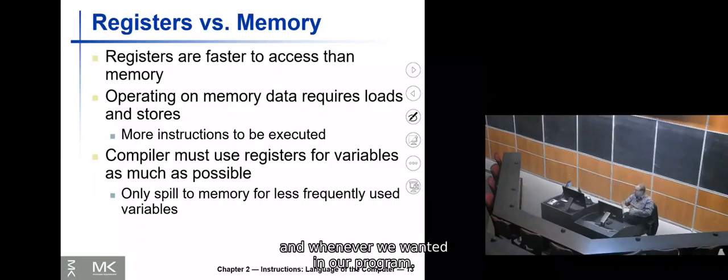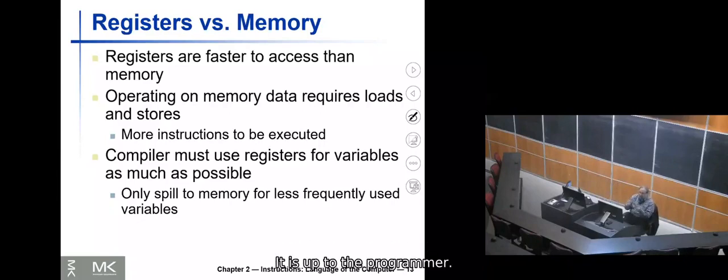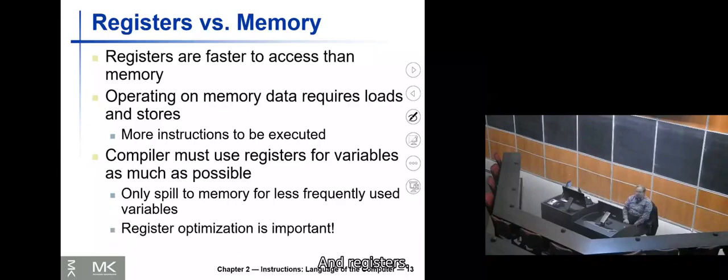And whenever we want it in our program, we bring it again to the registers. So it is up to the programmer and compilers. Compilers are smart. They try to see which locations, which data we are working on. The compiler brings the data into the registers and works on them, and whatever is no longer needed will be put back to the memory.